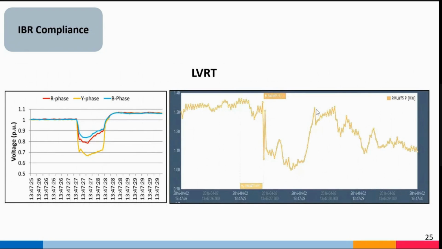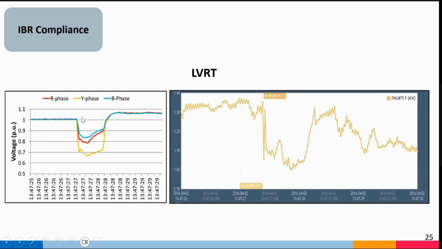And the last one is that inverter based resources are increasing, so they have multiple compliances like LVRT, low voltage ride through, HVRT, high voltage ride through, LFRT, HFRT, all these are there. So with the help of the synchrophasor devices, you can also monitor the low voltage ride through.